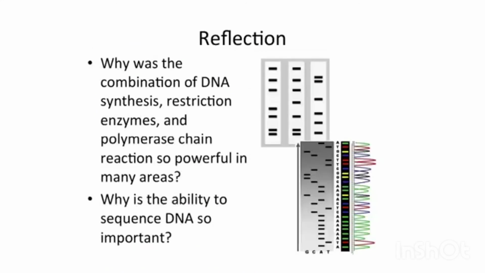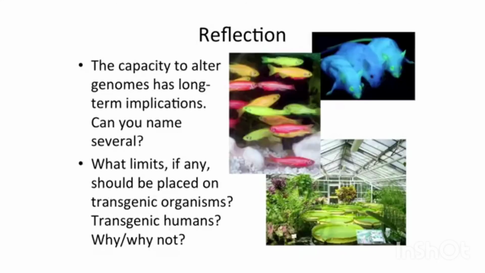As you reflect, what makes the combination of DNA synthesis, restriction enzymes, and polymerase chain reaction powerful in such a wide variety of arenas? Why is the ability to sequence DNA so important? The capacity to alter genomes has long-term implications. Can you identify several of these? Should limits be placed on transgenic organisms, on transgenic humans? Why? Why not?